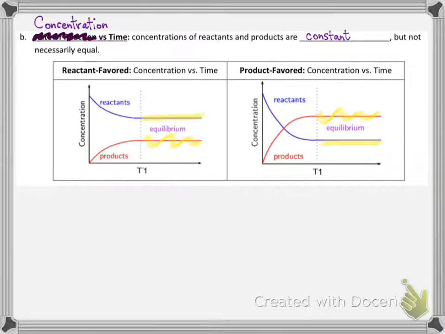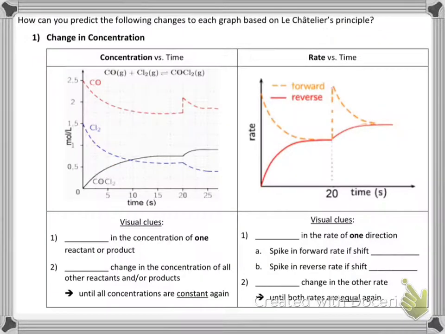Okay, so let's see what happens to these graphs if we stress the system, Le Chatelier style. So there's a couple of different things you can do, and therefore there are a couple of different graph changes that you need to be able to recognize. The first, and possibly most common, is change in concentration. You will recognize a change in concentration graph when you're looking at a concentration versus time graph because there's going to be a quick spike, either up or down, if something was added or removed.